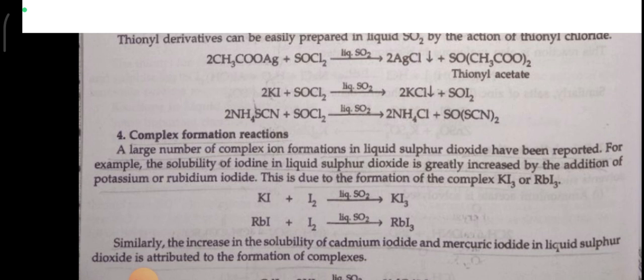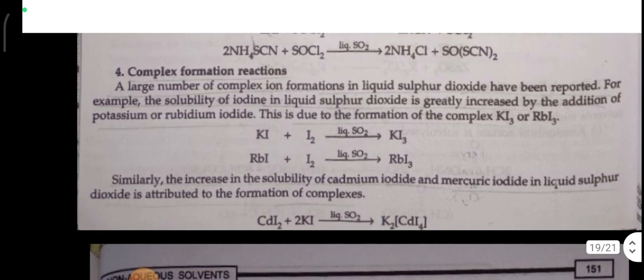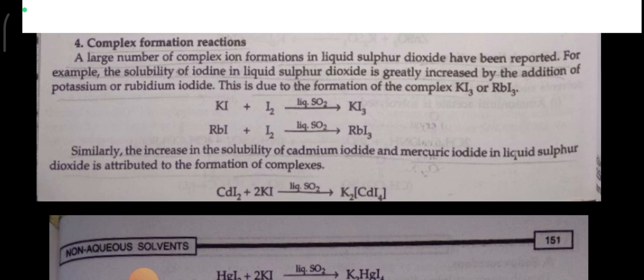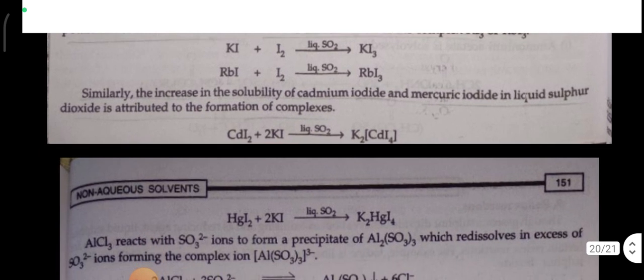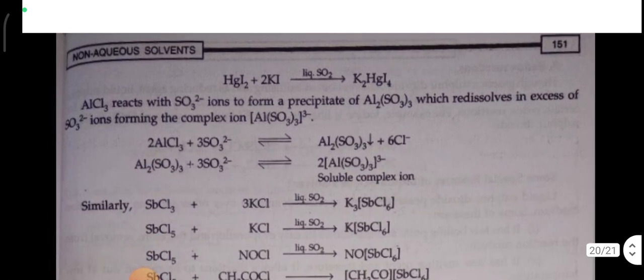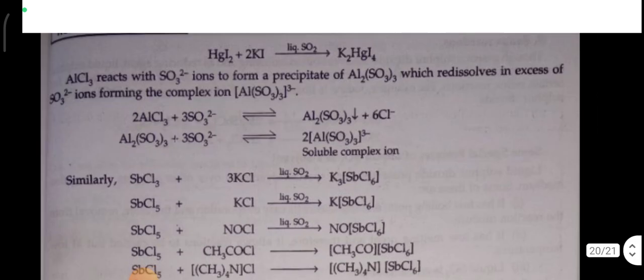Complex formation. A large number of complex ion formations in liquid sulfur dioxide have been reported. For example, the solubility of iodine in liquid sulfur dioxide is greatly increased by addition of potassium and rubidium iodide. This is due to the formation of complexes KI3 and RbI3. Similarly, the increase in the solubility of cadmium iodide and mercury iodide in liquid sulfur dioxide is attributed to the formation of complexes. AlCl3 reacts with SO3 2 negative ions to form a precipitate of Al2(SO3)3, which redissolves in excess of SO3 2 negative ions, forming the complex ion.